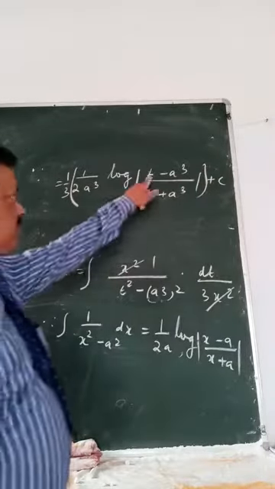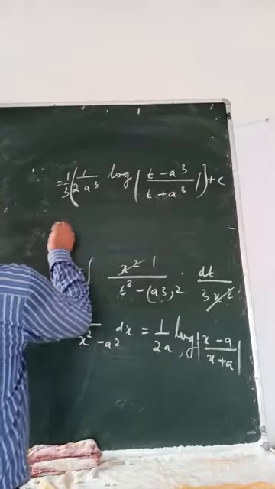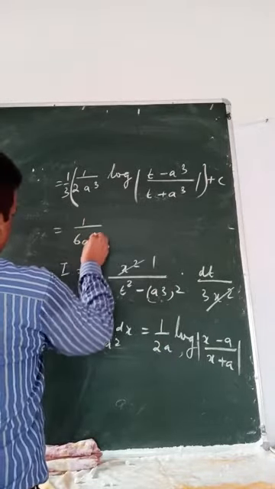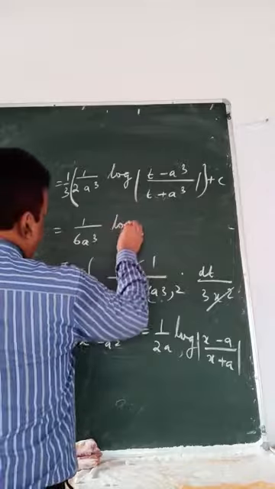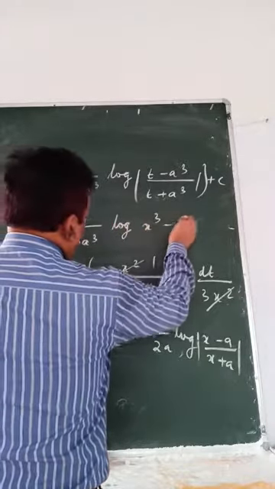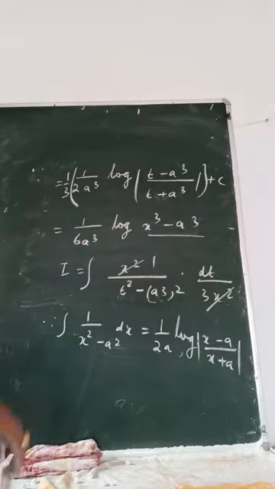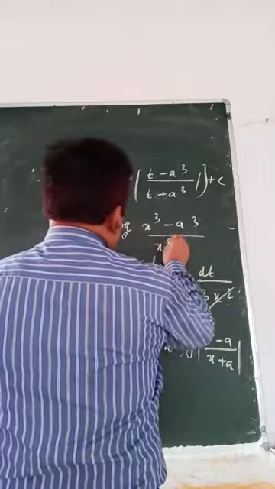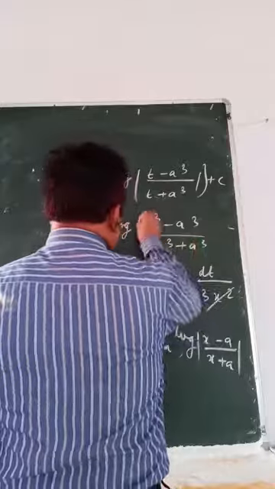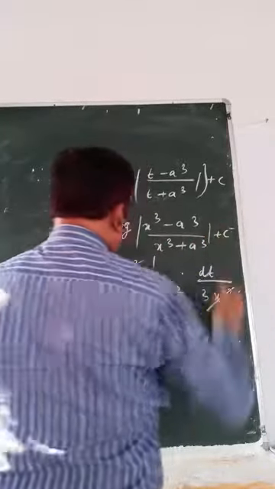Now put back the value of t. So this became 1 by 6a cube log of x cube minus a cube divided by x cube plus a cube. Okay.